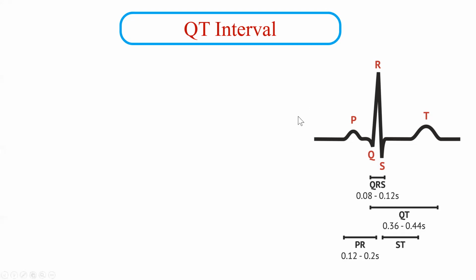Now, the most important information here is to know that the QT interval is inversely proportional to the heart rate, meaning that the QT interval shortens at faster heart rates and lengthens at slower heart rates. So if the heart rate is not 60, we have to do some calculations to correct it.